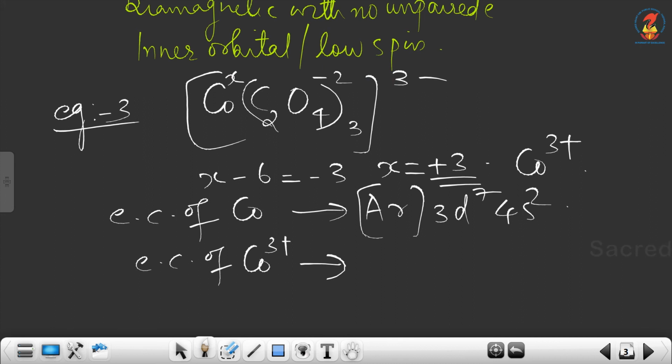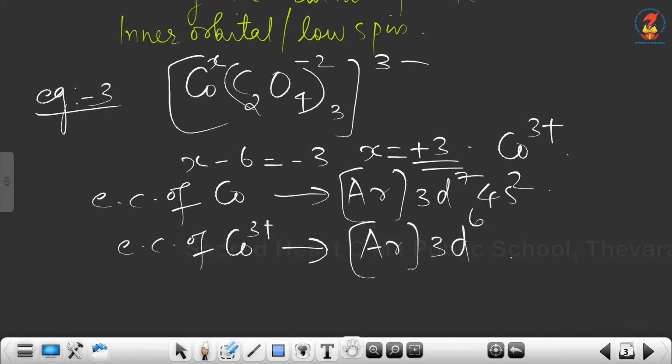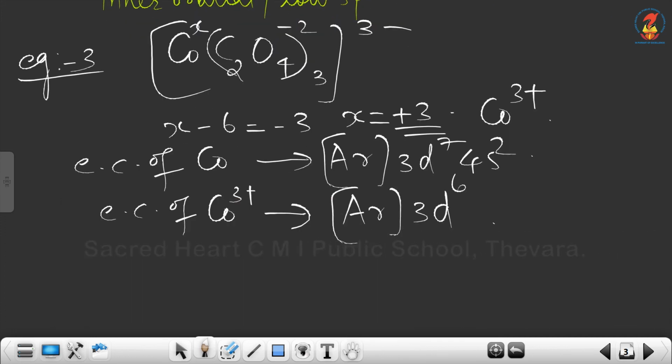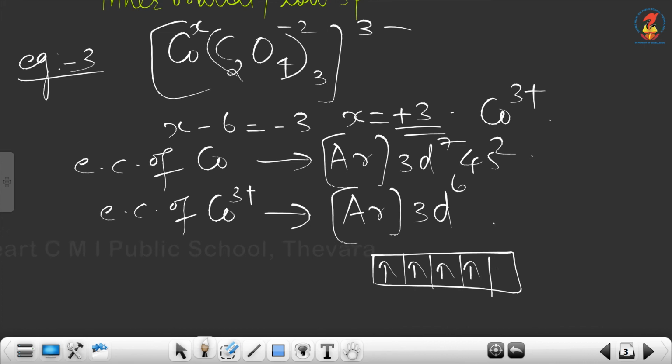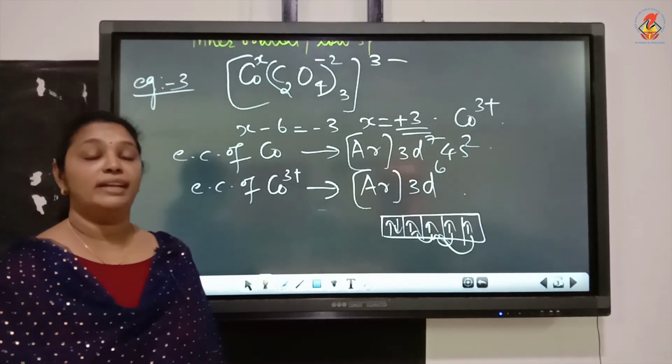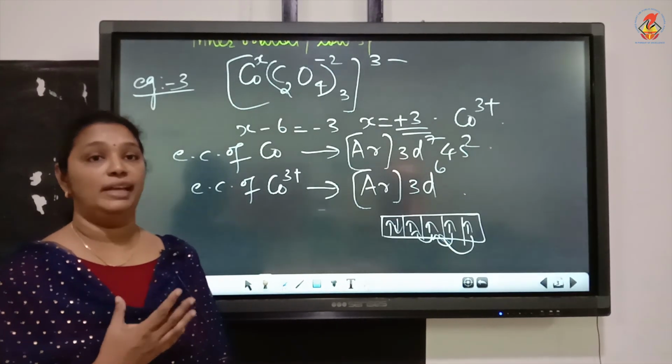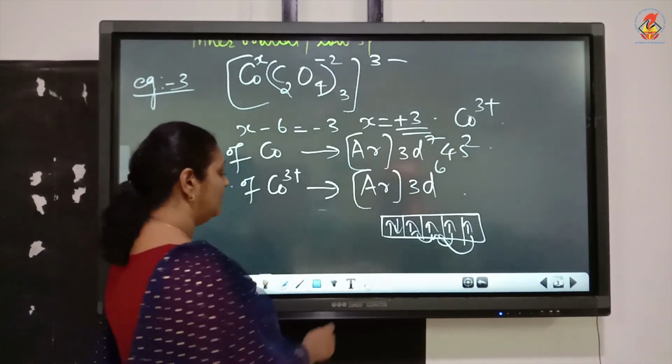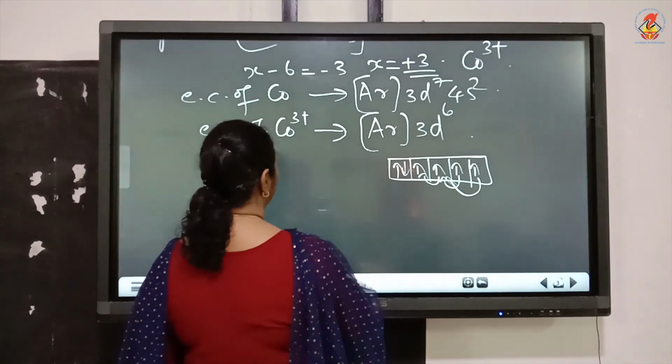Now next, the electronic configuration of the Co3+ ion. No need to draw the molecular orbital diagram. The electronic configuration is argon 3d6. Okay. Now we know that the hybridization is d2sp3. Now 3d6 means 1, 2, 3, 4, 5, 6. And you know that it's a strong ligand. So again what happens? Pairing takes place. This will jump to this, and this to this. So you check, is there any unpaired electron in this metal ion? No, which means that this compound is diamagnetic.